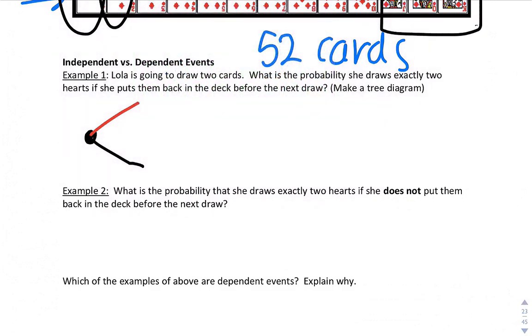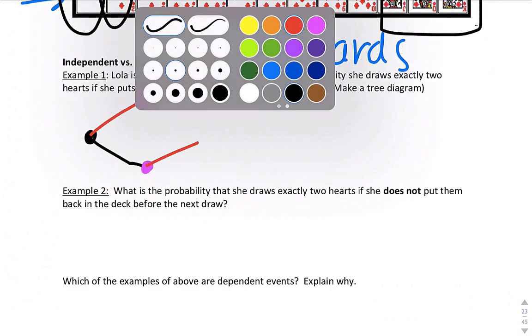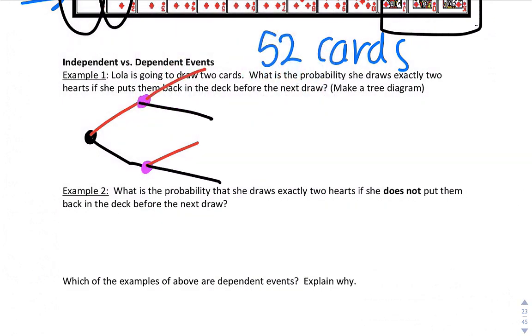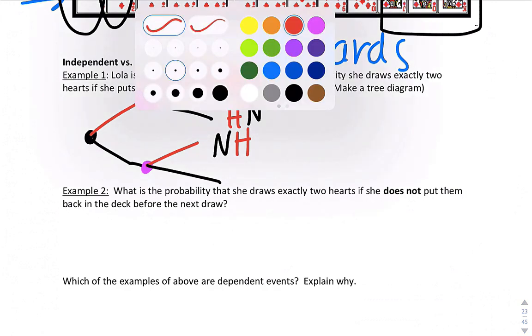It can happen again, so we'll say this is our second draw. She can get a heart. And she can get not a heart. All right, so I'm just going to write down what these stand for. So the red is heart, heart. She can get heart and not a heart. She can get not a heart and a heart. And she can get two that are not hearts.